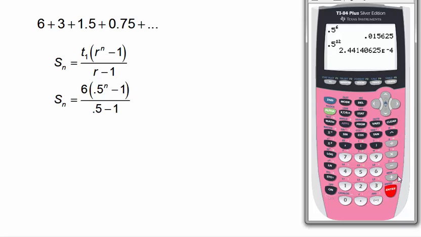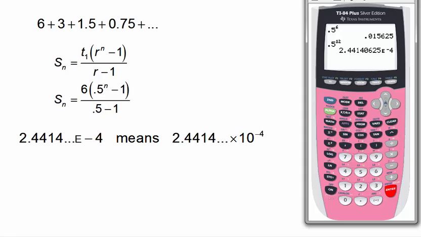Wait a minute. What does that mean? 2.44 and so on, e negative 4. Well, this is your calculator's way of doing scientific notation. And what it really means is 2.44 and so on times 10 to the power of negative 4. Or in other words, 0.000244 and so on. Let's try 0.5 to the power of 50.